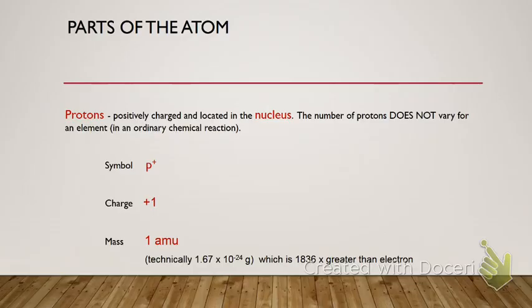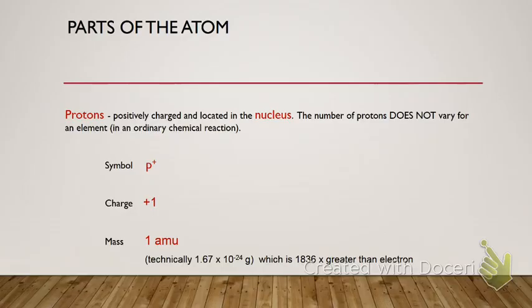Technically, it is 1.6 times 10 to the negative 24 grams, which is a very difficult number to utilize in the calculator. So you need to know roughly what the mass is, but we don't need to know the grams. Do we need to write down 1.7? Is it in your notes? No. Okay.